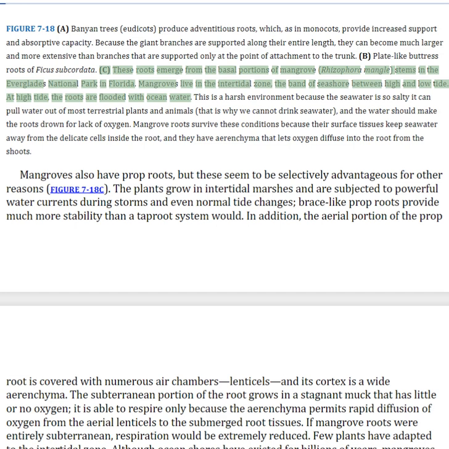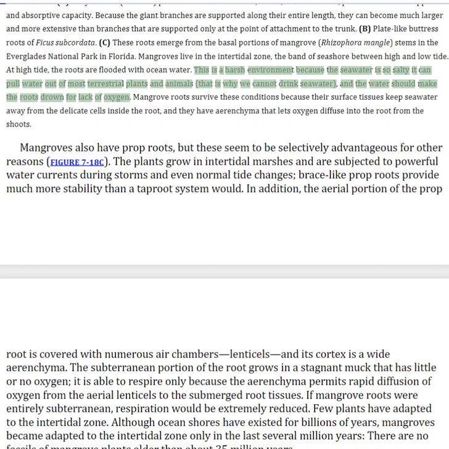Mangroves live in the intertidal zone, the band of seashore between high and low tide. At high tide, the roots are flooded with ocean water. This is a harsh environment because the seawater is so salty it can pull water out of most terrestrial plants and animals, and the water should make the roots drown for lack of oxygen.